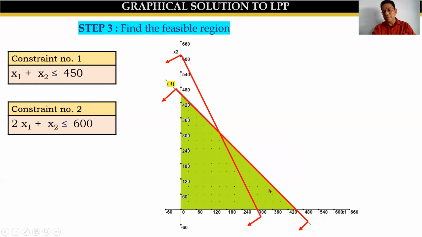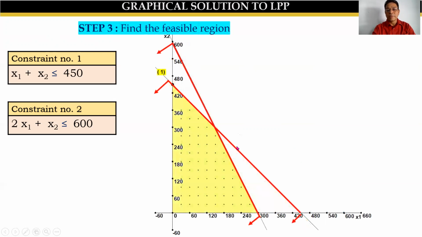This part of the region and this part of the region are not feasible when we consider both the constraints together. If we consider any point here, it will satisfy constraint number 2, but it will not satisfy constraint number 1. Whereas if we take any point in this region, it will satisfy constraint number 1, but not constraint number 2. So we need a region where both constraints are satisfied, and that is this feasible region, shown in yellow color.